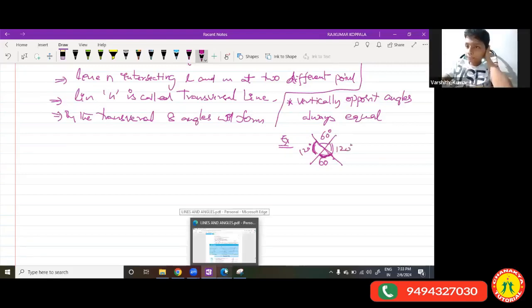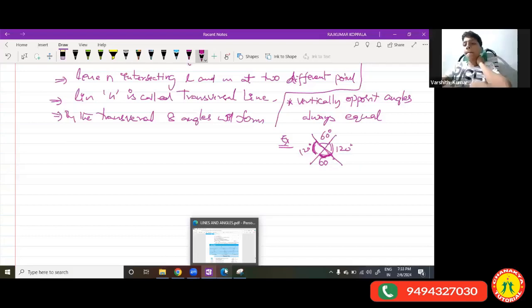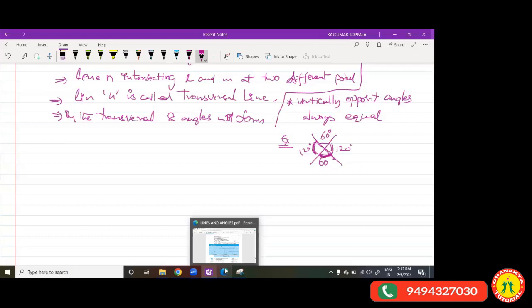Now you check. Vertically opposite angles are equal or not? Yes, sir, they're equal. So always the vertically opposite angles are equal. And the sum of the angles here should be 360 degrees. You can add: 120, 120, 240, 240, 120, 360, right? So always the vertically opposite angles are equal.